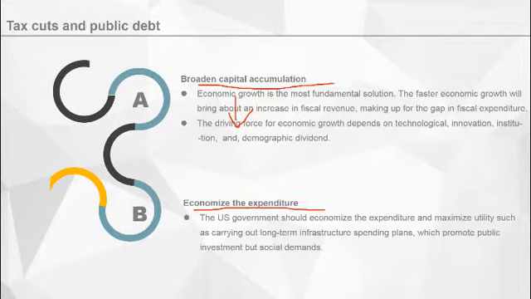The second one is to economize expenditure and maximize utility, such as investing in long-term infrastructure. This can not only promote public demand and investment, but is also good for social demands.